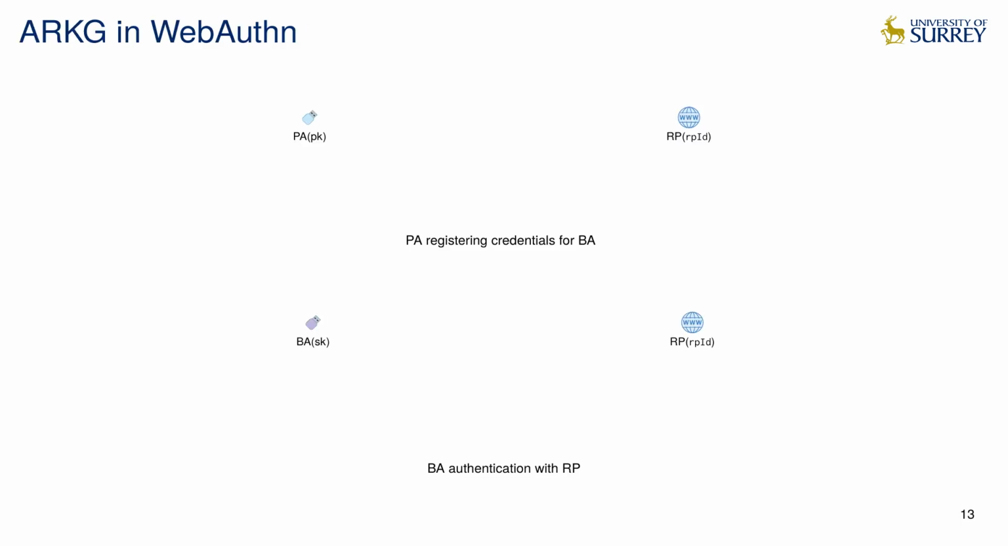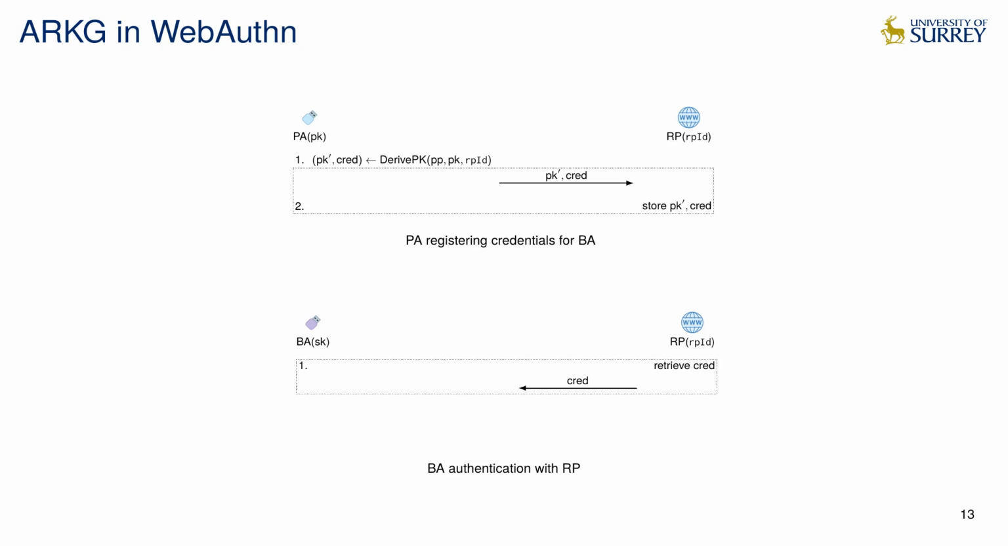To use ARKG in WebAuthn, we add the derive PK call to PA after it has registered its own credentials so that it may register credentials for BA. It does this by using the initial public key provided by BA during the setup phase. It submits the derived public key and the credential to the relying party as usual. At a later time, for example after the loss of the primary authenticator, BA receives cred from RP. It can compute derived private key SK prime using derive SK and the private key that corresponds to the public key it gave to PA. It can then sign the authentication challenge as normal using SK prime.